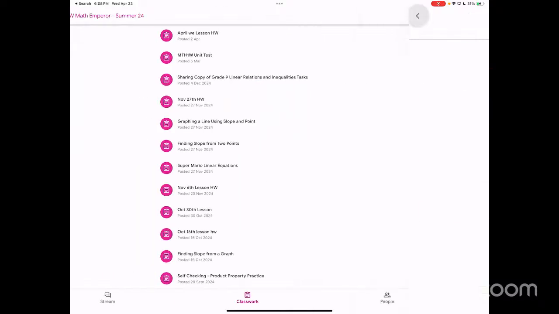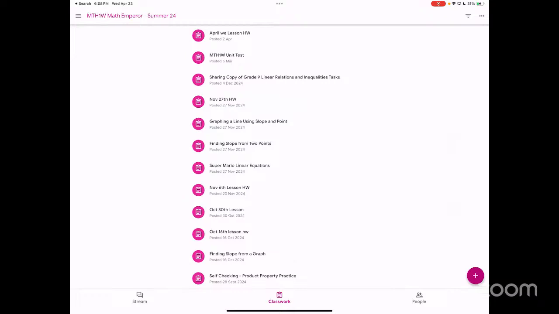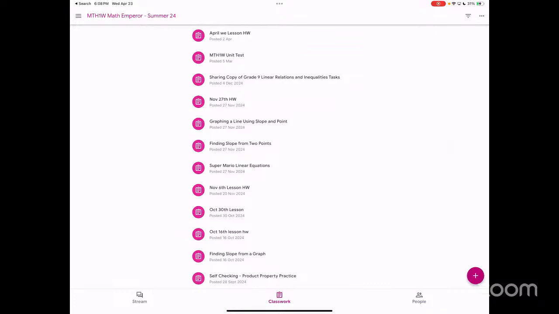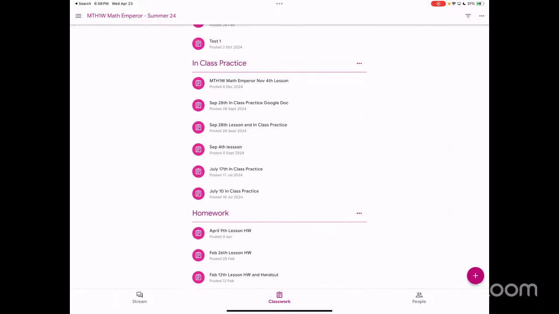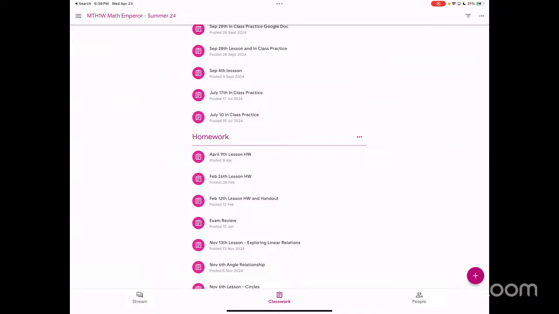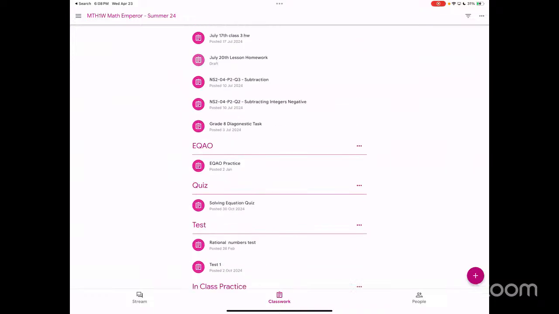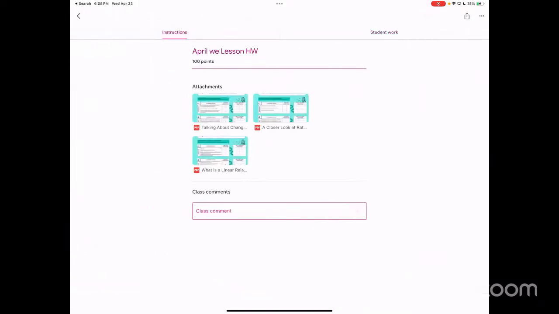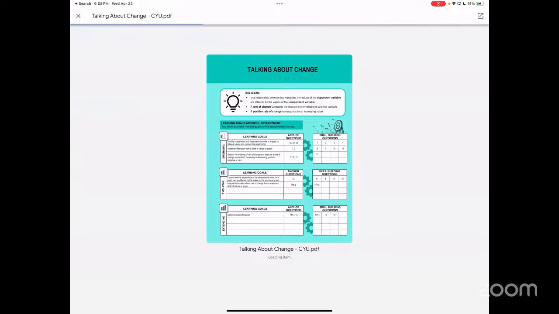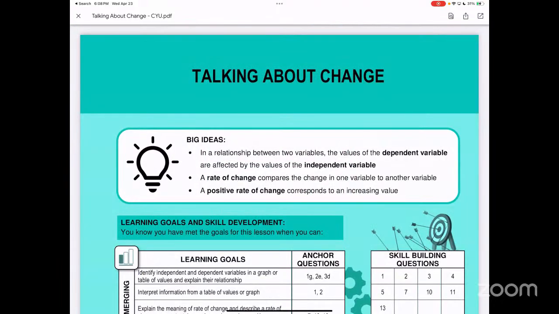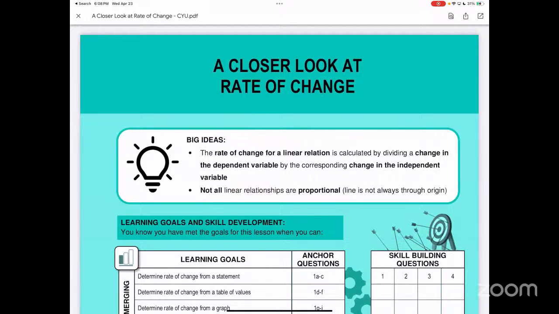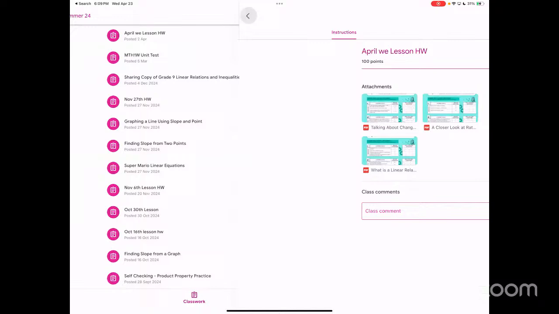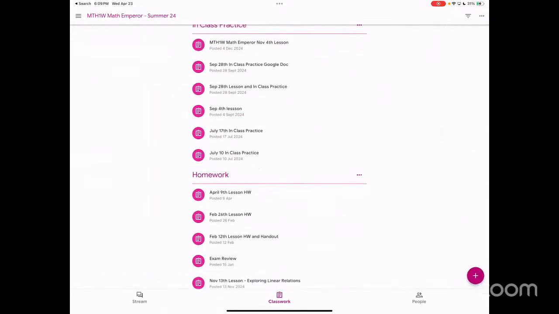Classwork, in class practice, homework. I have printed the worksheets talking about change, and then another worksheet, a closer look at rate of change, another worksheet, linear relation. In addition to that, the homework goes here.